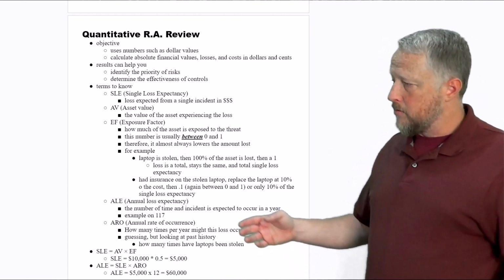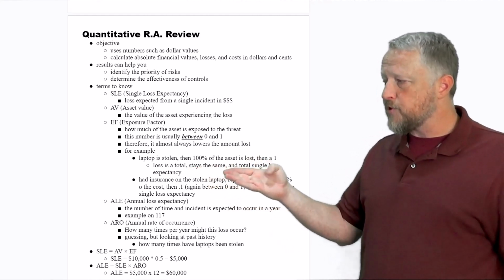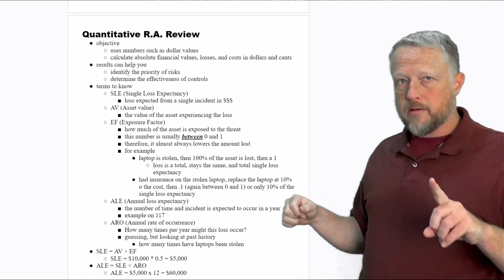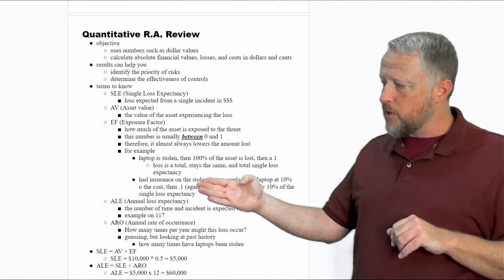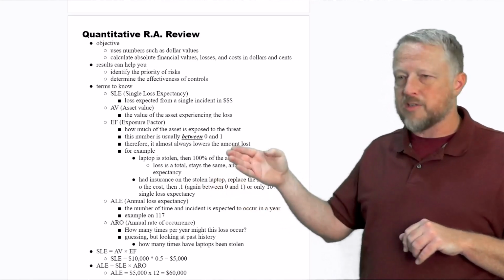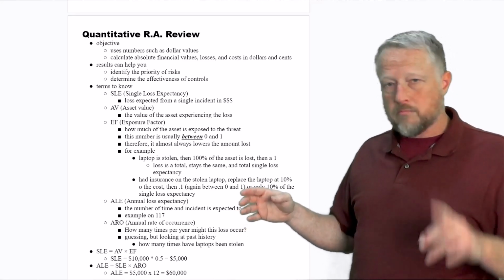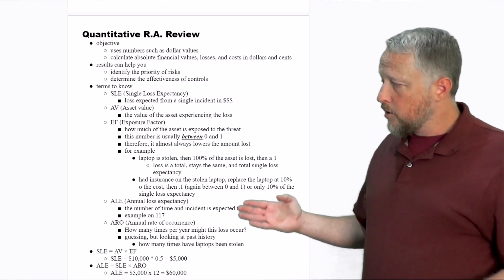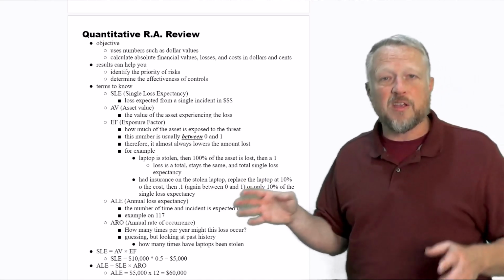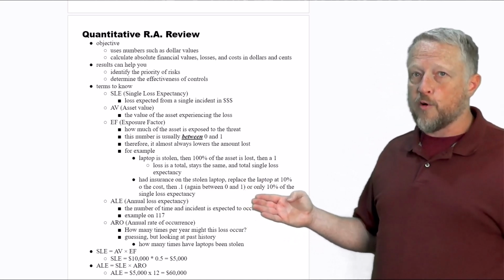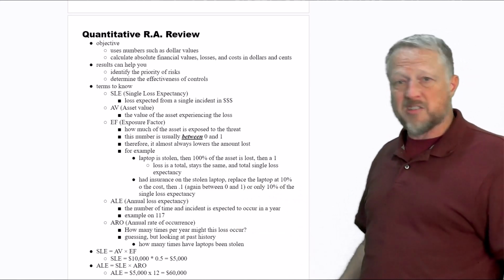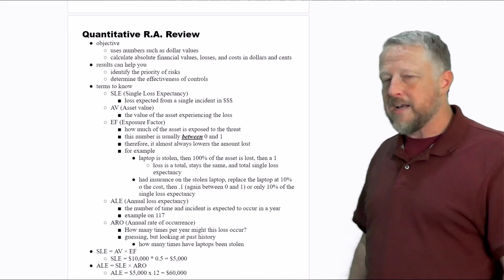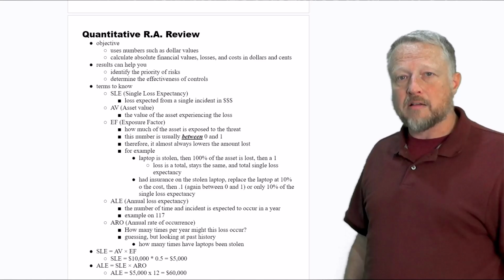So my laptop example. If a laptop is stolen, then 100% of the asset is lost. Then it would be a 1. Since the loss is a total, the single loss expectancy is going to be 100%. But what if I had insurance on the stolen laptop? Replacing the laptop at 10% of the original cost, that's 0.1, so for only 10% of the single loss expectancy, that's not too bad, okay? Is it worth protecting even more if you have, well, 90% of it covered? Probably not, okay?